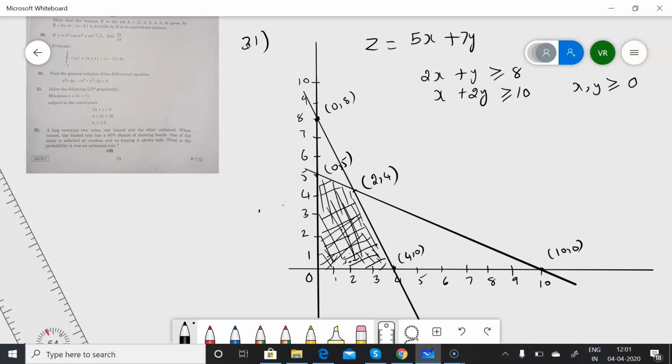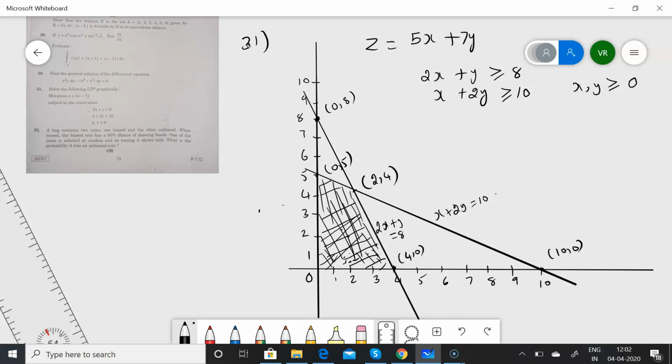We can now draw the lines, taking 2x plus y equals 8. So that gives you this line, 2x plus y equals 8, and this line represents x plus 2y is equal to 10. So we can see that the point of intersection is (2, 4). Now the points (0, 0), (4, 0), (2, 4) and (0, 5) are the points of constraints.